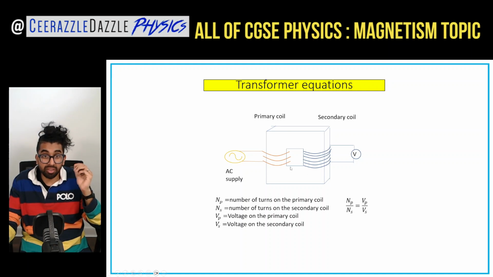Transformer equations. There is an equation to link the number of turns in the primary and number of turns in secondary, and the voltage in the primary and the voltage in the secondary. It will be the following. NP over NS is equal to VP over VS, where VP is the voltage in the primary coil, VS is the voltage in the secondary coil, NP is the number of turns in the primary coil, and NS is the number of turns on the secondary coil.